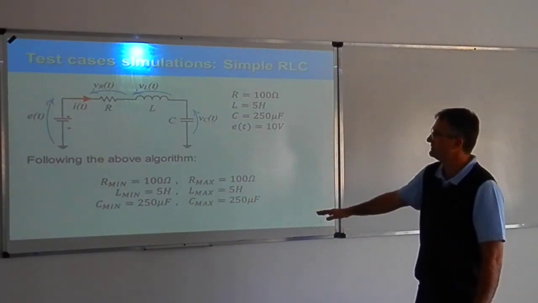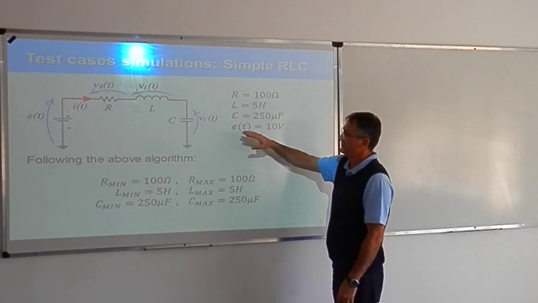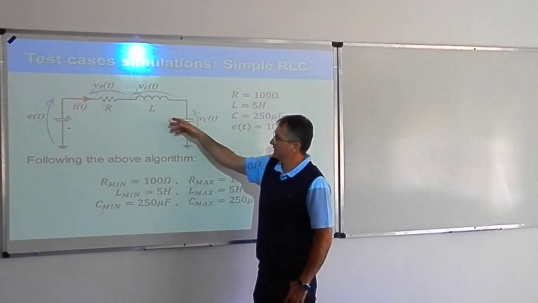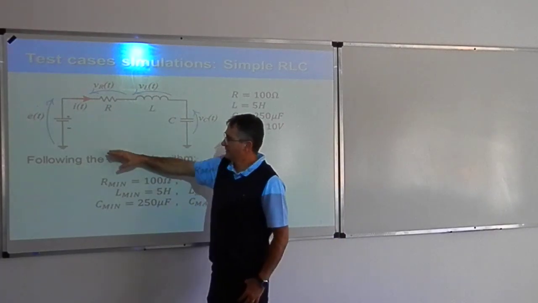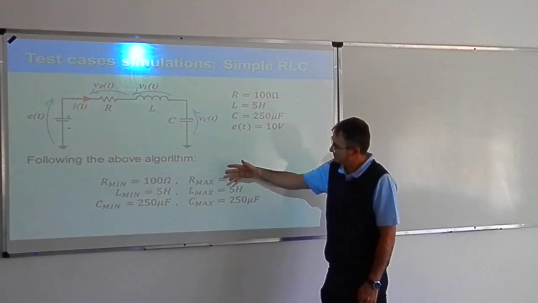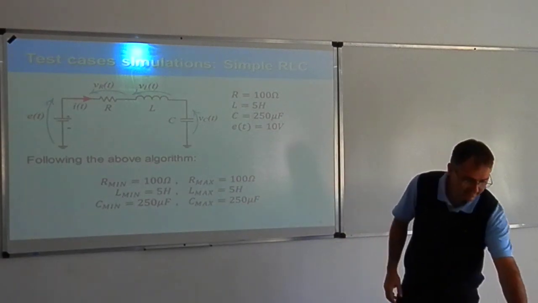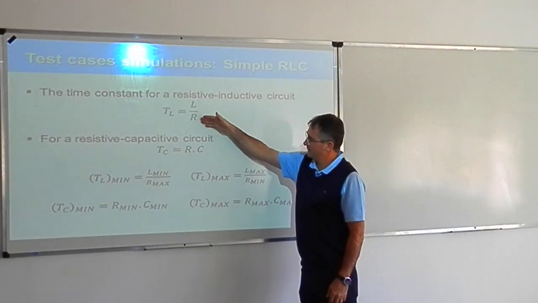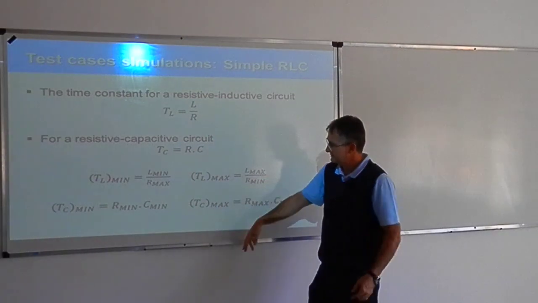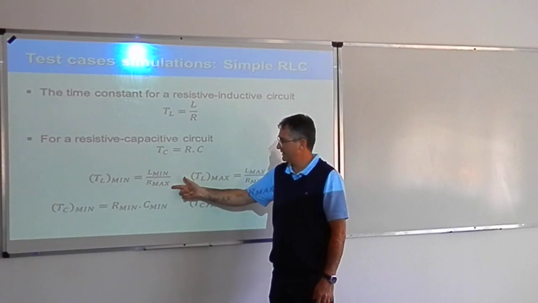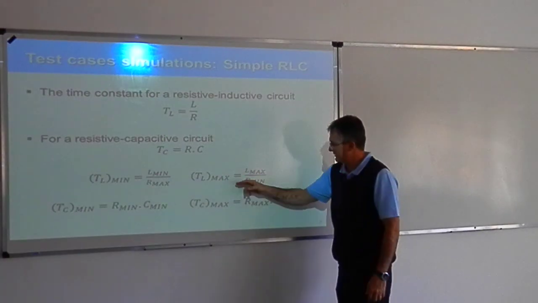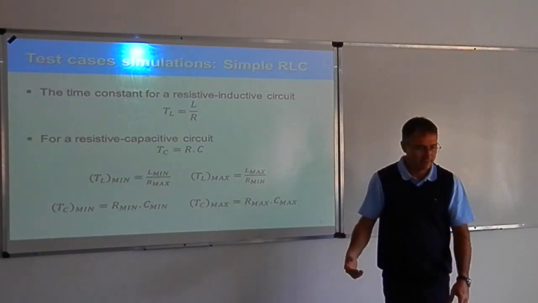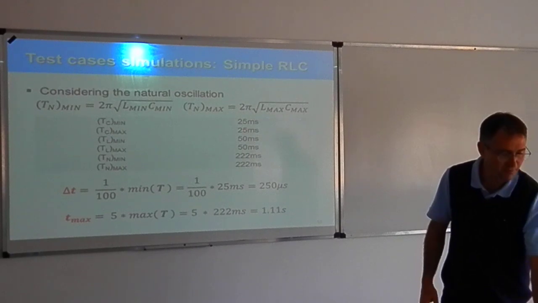For example, if you take this simple RLC circuit with those values, of course we only have one R, one L, and one C, but we could play with this just as an example, and calculate the time constants or the time values we have: TL, L over R, and TC, R times C. The TL minimum is L minimum divided by R max. The TL max is L max divided by R min, and so on. And then we organize those numbers in a table.